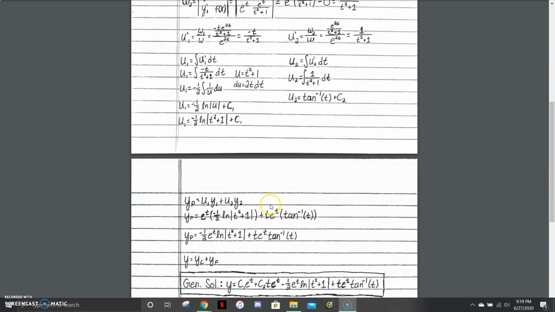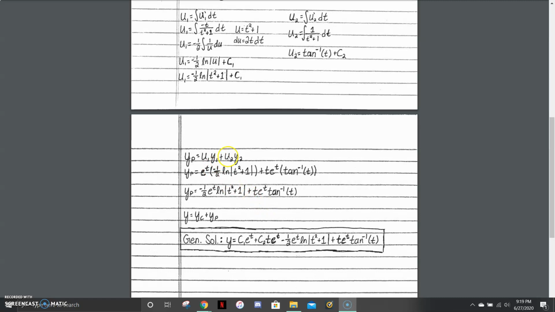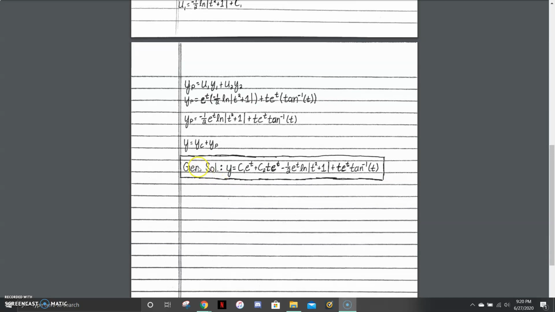So after this, we are real close to finding our general solution. So we need our y of p, which is u1 times y1 plus u2 times y2. After plugging in and simplifying for what we need, we are left with a y of p equals negative 1/2 e to the t times the natural log of t squared plus 1 plus t times e to the t arctangent of t.